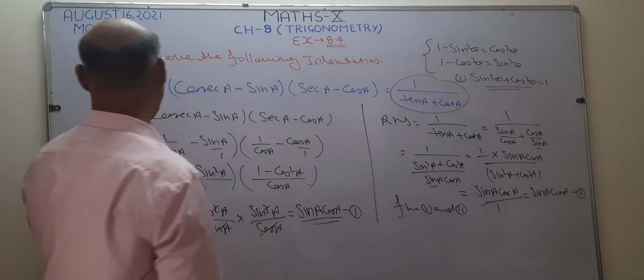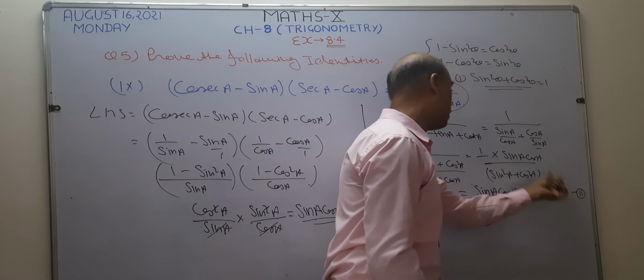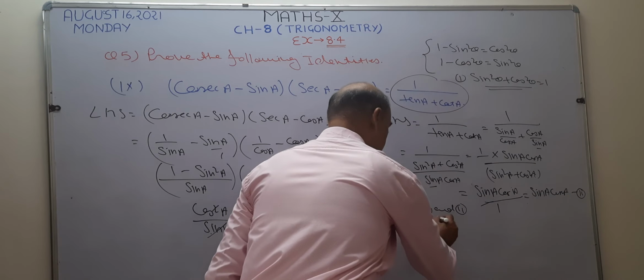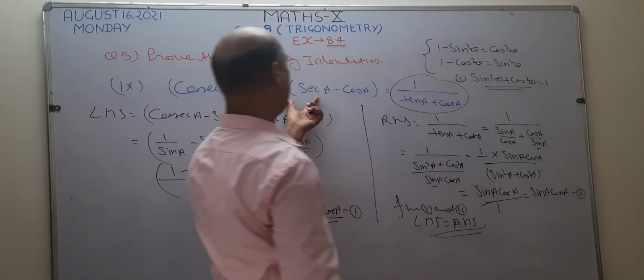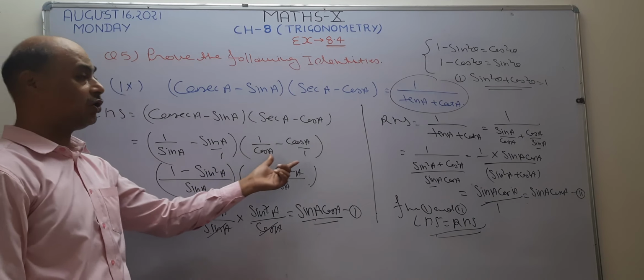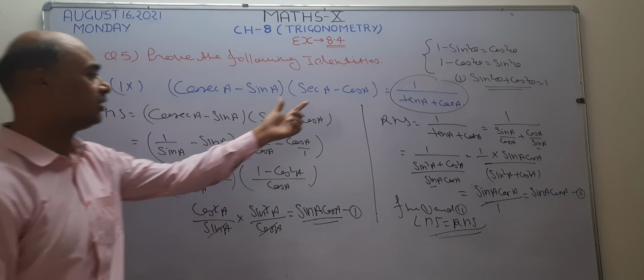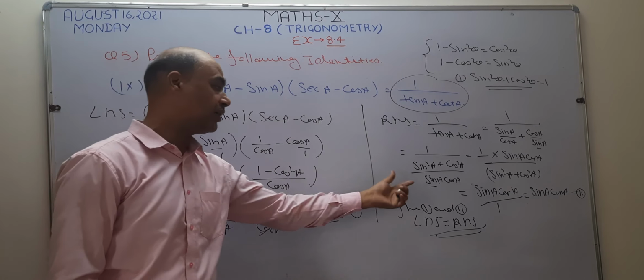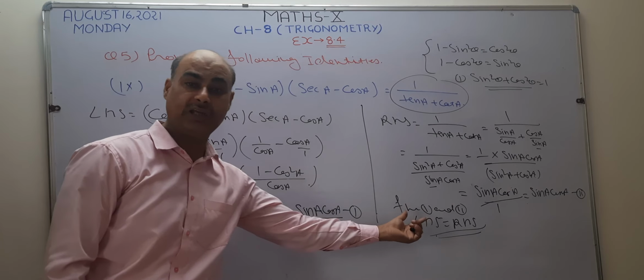Now see, the left hand side is equal to sin A cos A. The right hand side is also equal to sin A cos A. From 1 and 2, the left hand side is equal to the right hand side, which is what we had to prove. Okay, I hope it is clear. This is the only question where we solve the left hand and right hand side separately. By using 1 and 2, I make both the parts, left hand side and right hand side, equal.